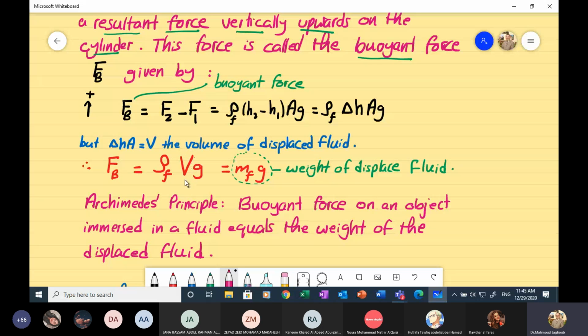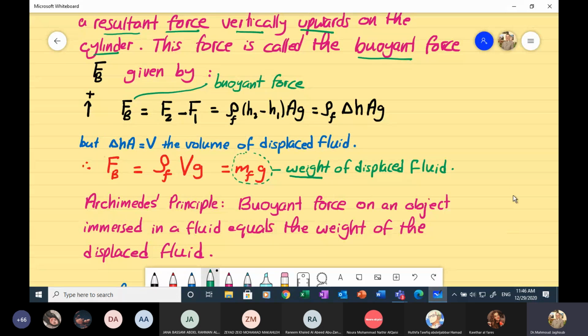Okay, density multiplied by volume, what does it give? You multiply density by volume, you get the mass. So this is the mass of the displaced fluid, mf. If you multiply it by g, which comes from here, you get mf times g, and this is the weight of displaced what? Fluid. So what is the buoyant force? The buoyant force is the weight of the displaced fluid. In any fluid, the buoyant force that acts on an object equals what? Equals the weight of the displaced fluid.